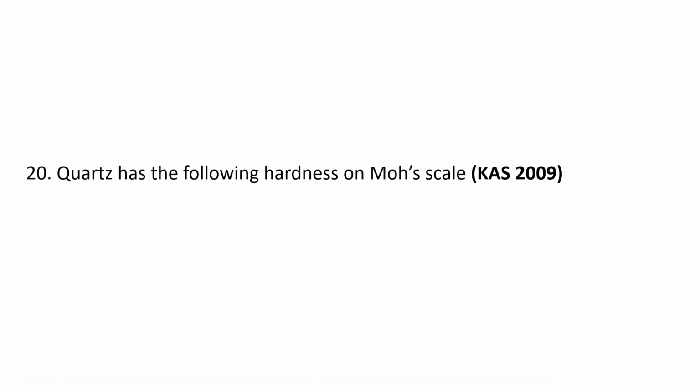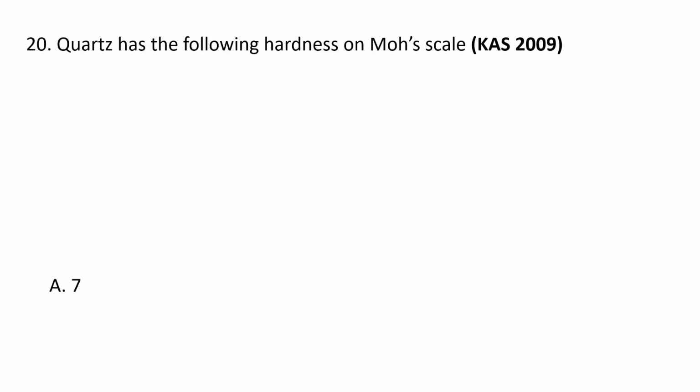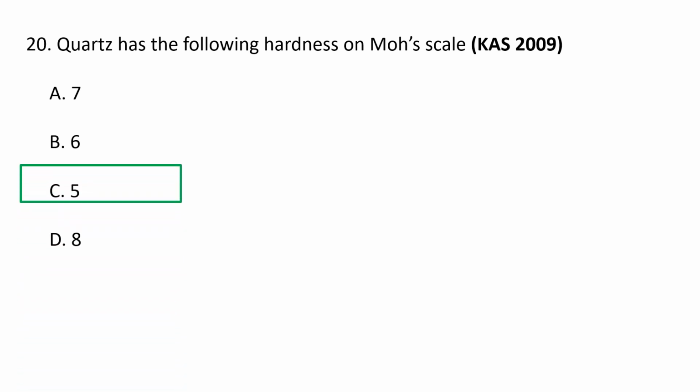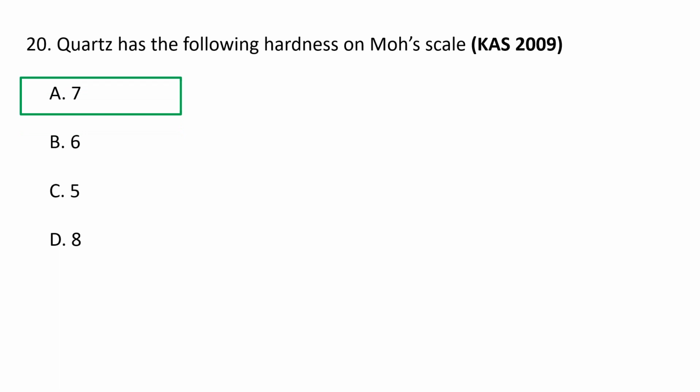Next question. Quartz has the following hardness on the Mohs scale. A. 7, B. 6, C. 5, and D. 8. Correct answer is A. According to Mohs scale, quartz exhibits 7 hardness.